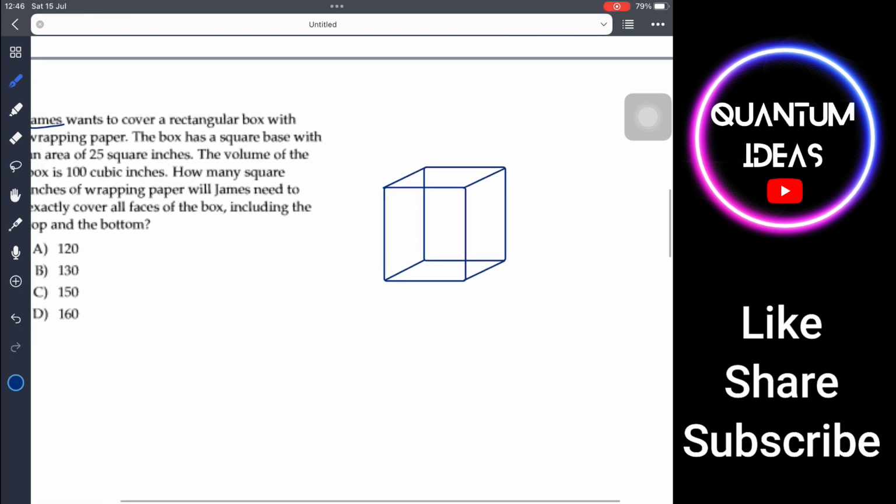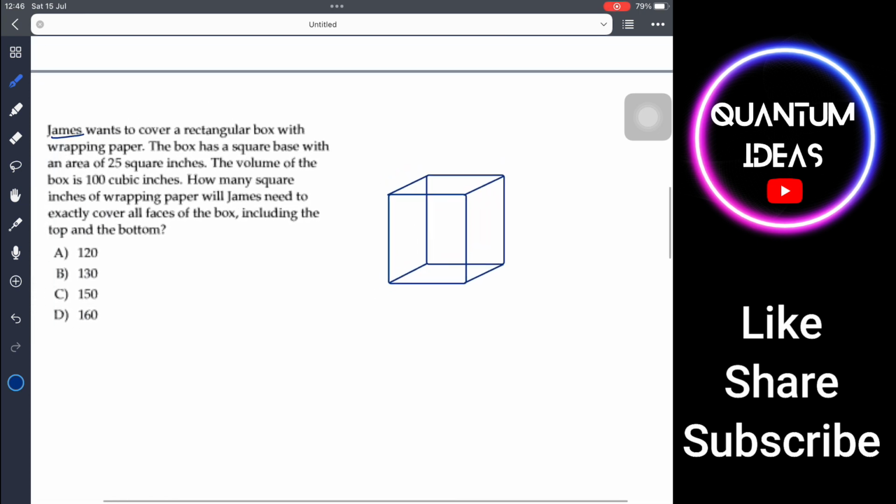from all sides. So how many sides are there in this rectangular box? 6 sides, right? So you have to wrap all 6 sides. Okay, let's check the other hints in the question. The box has a square base of area 25 square inches. So this is the base, right? This is the base and this base is a square with area 25.